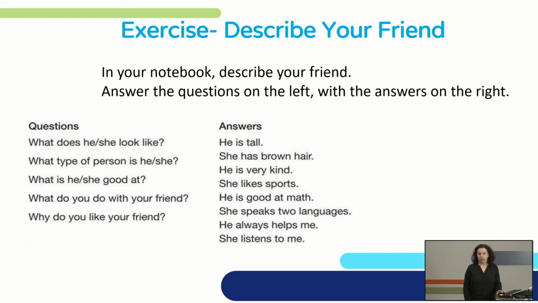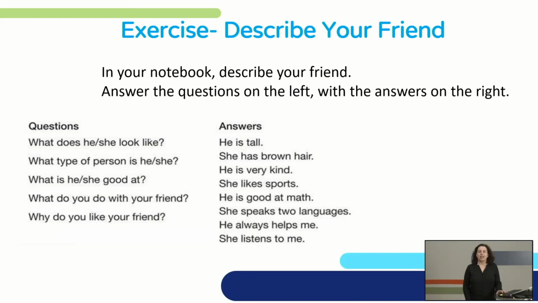Is he strong or is she strong? What type of person is he or she? Is she a smart person? Is he sporty? Does he like sports? What is she good at? Does she play the piano? Does he play tennis? What do you do with your friends? Now it's not exactly the time to meet friends outside, but what do you normally do with friends? Do you have fun? Do you go out? Do you go to the movies with friends? Why do you like your friend? Can you describe why you like your friend?